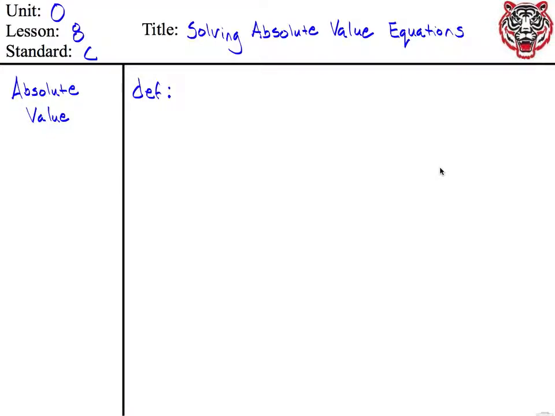We are on lesson 0-8. The title of today's notes is Solving Absolute Value Equations. We are on Standard C. What is Standard C, class?